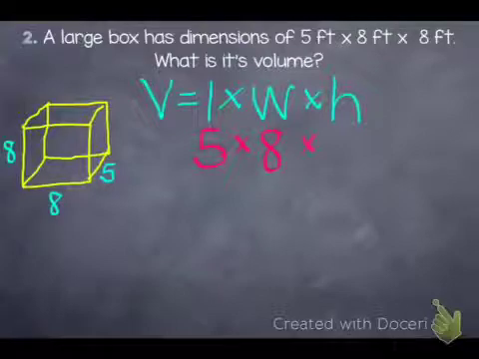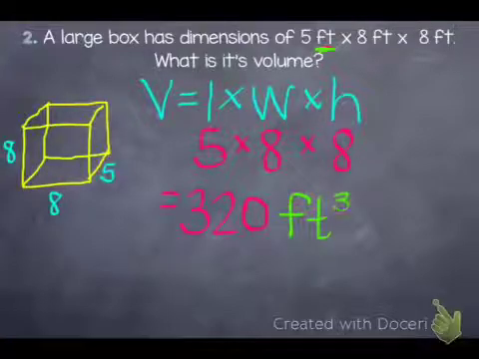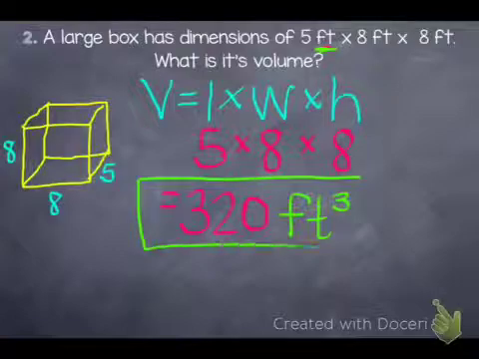So you just multiply those 3 numbers together, and you get a total of 320. And that's actually your answer. We just have to put on our unit, which is feet, and because it's volume, it's going to be cubic feet. So 320 cubic feet.